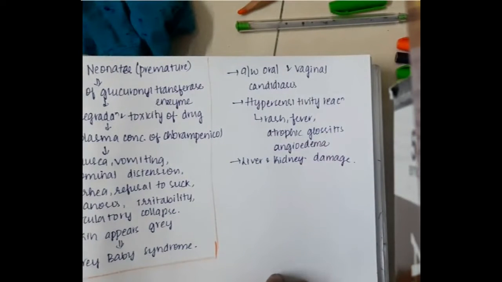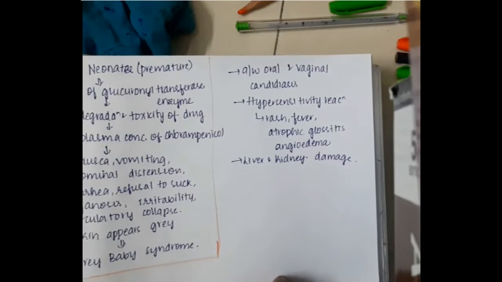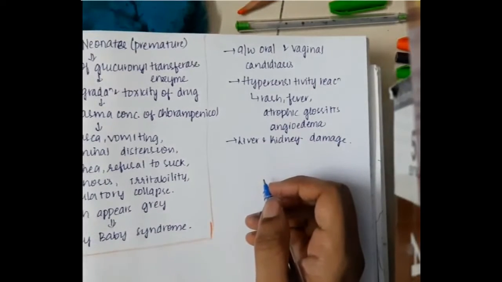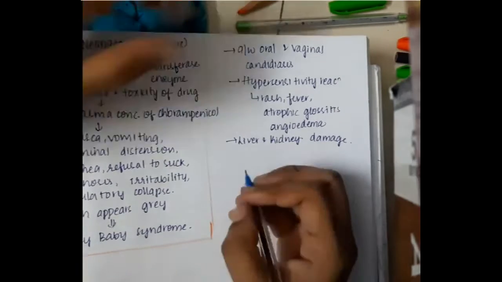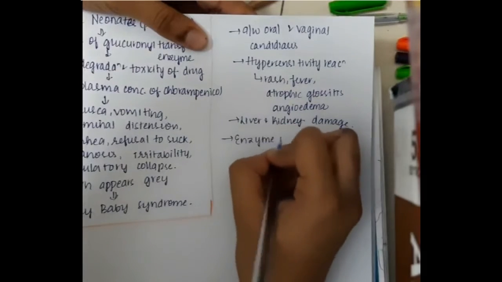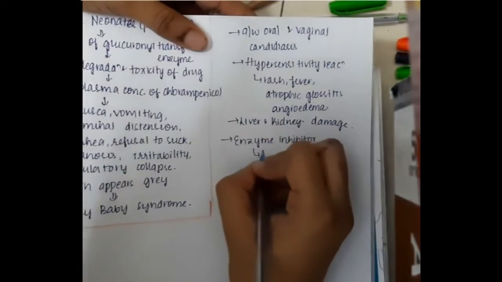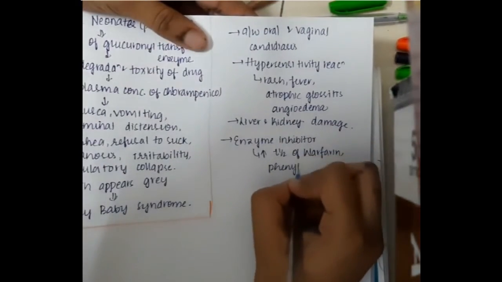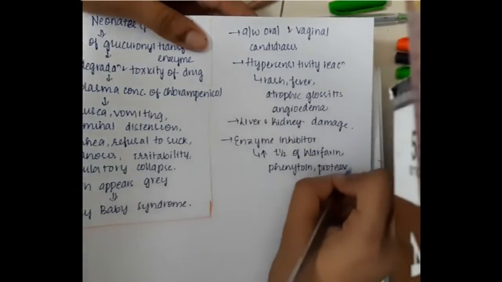Chloramphenicol is an enzyme inhibitor and thus it increases the half-life of certain drugs. Since it is an enzyme inhibitor, it increases the half-life of warfarin, phenytoin and protease inhibitors.